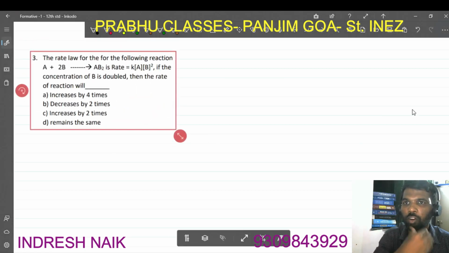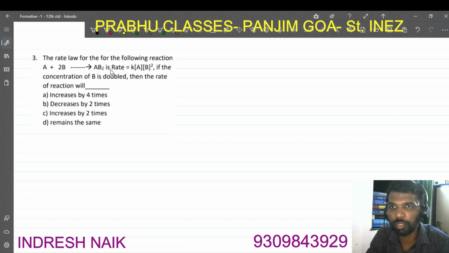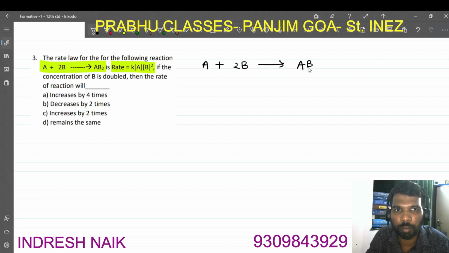The question is the rate law for the following reaction. This is the reaction. The rate law is given as rate is equal to K [A] [B] raised to 2. If the concentration of B is doubled, then what will the rate of reaction become? So I'll write the reaction first separately. This is A plus 2B, and what you get is AB2. This is the product you are getting, right?